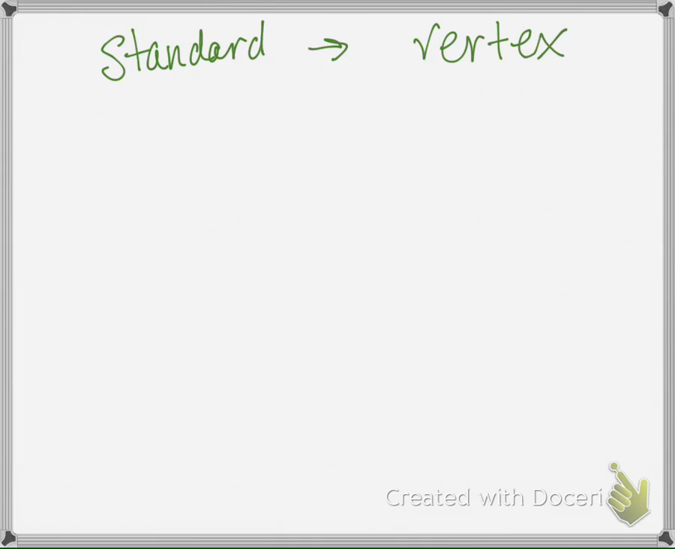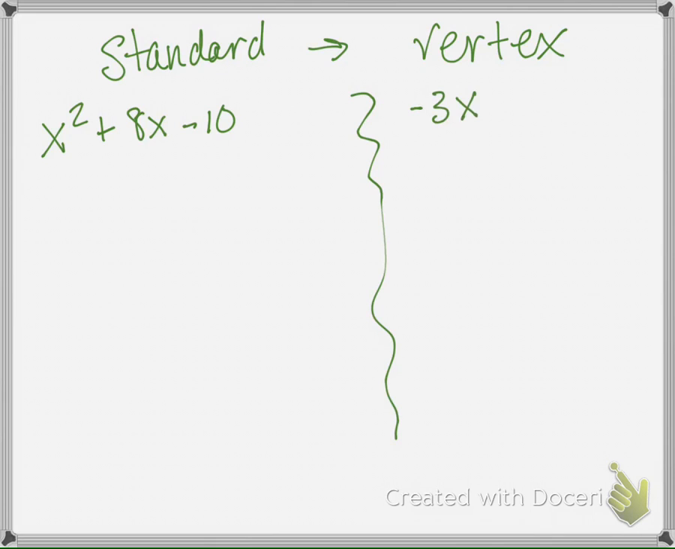Alright, so we're going to take a closer look at going from standard form of a quadratic equation to vertex form. And part of this is doing what we call completing the square. So we're going to look at a very basic one of x squared plus 8x minus 10. And then we'll look at a more in-depth one of, let's say, negative 3x squared plus 9x. No, let's make that 12x plus 8.